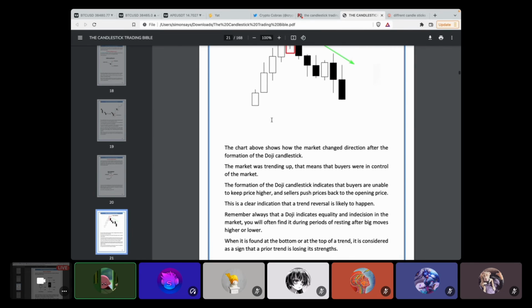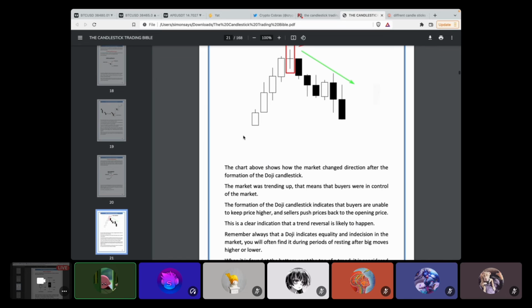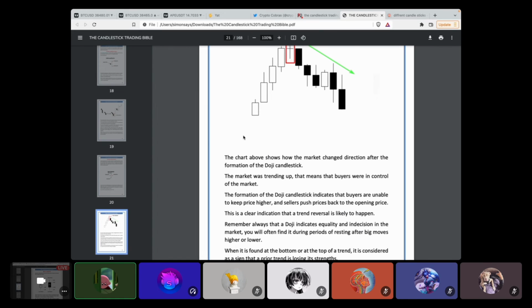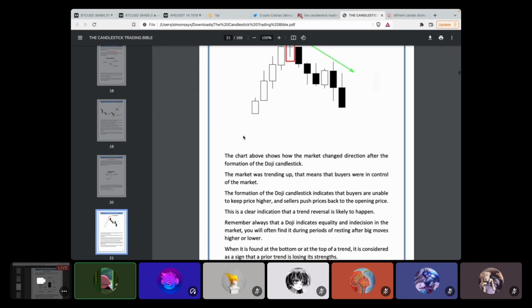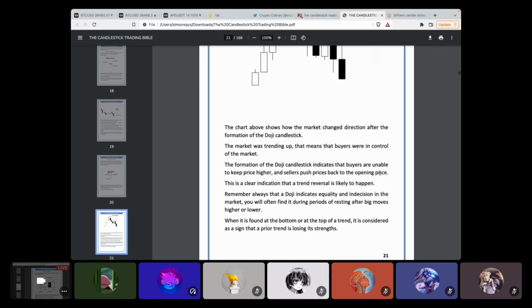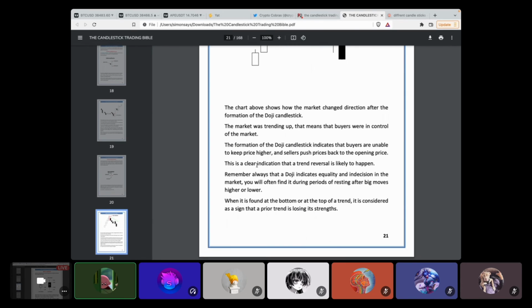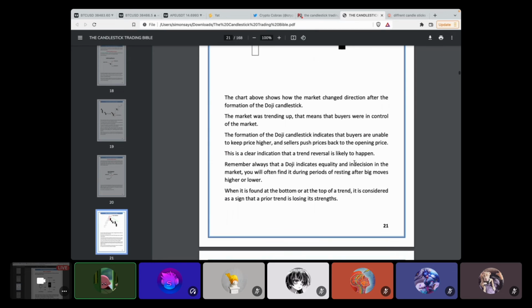The chart above shows the market changed direction after the Doji candlestick. The market was trending up. That means buyers were in control. The formation of the Doji candlesticks indicates that the buyers are unable to keep the price higher and sellers push back price below the opening price. This is a clear indication trend reversal is likely to happen.